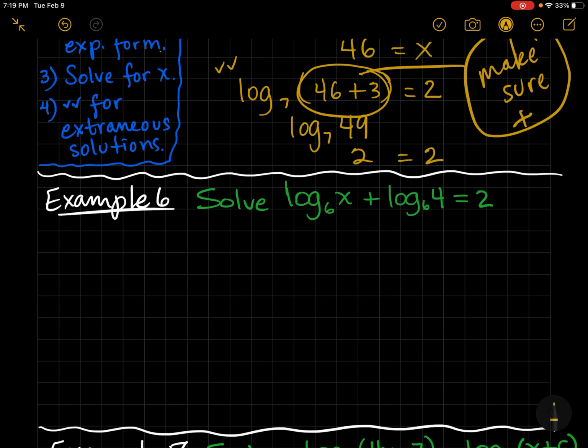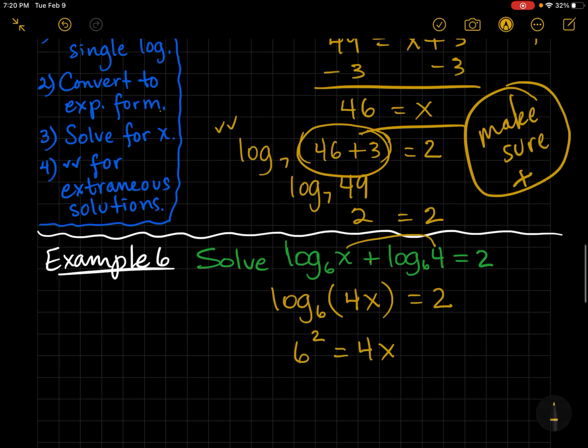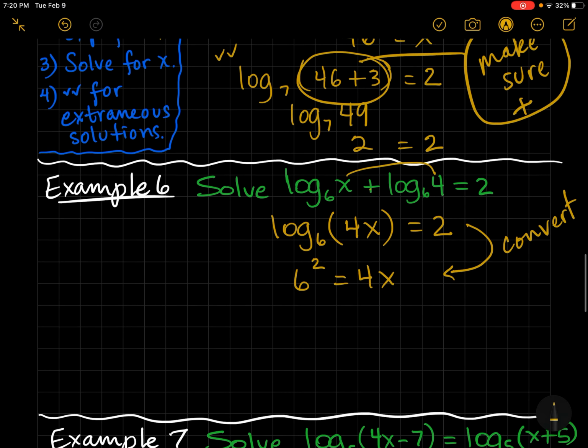First, we want to write as a single log, so we can use our properties. They have the same base, so we can multiply here. That's 4x. And now, base exponent equals 4x. Remember, once you write it as a single log, you have to convert. That's the big step that students often forget. We must convert to exponential form.